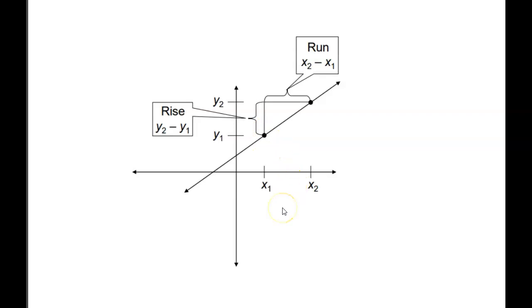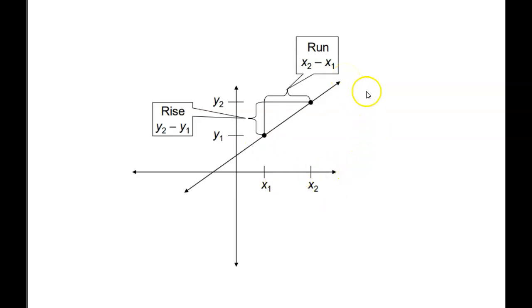Now, it actually doesn't matter. If you do y2 minus y1, you can see y2 is higher than y1. You're going to get a positive number. And x2 minus x1 is a positive number. So you get a positive slope, and we can see this goes uphill, which is a positive slope.